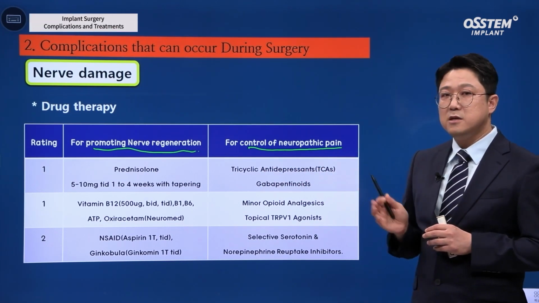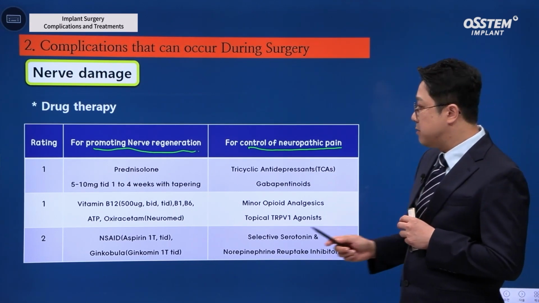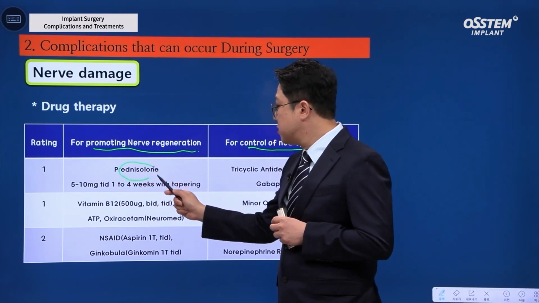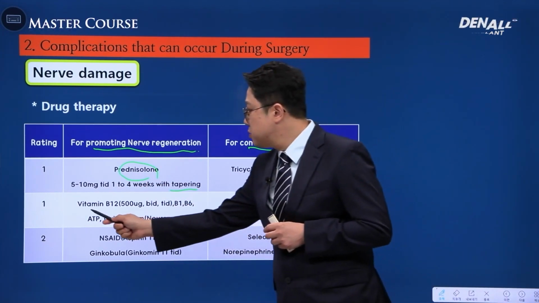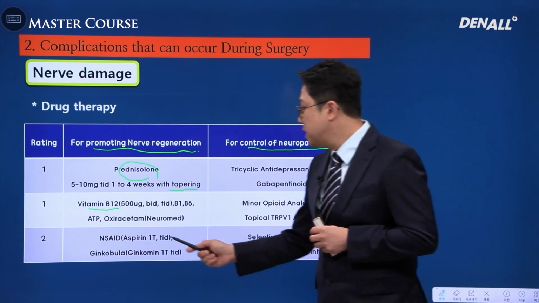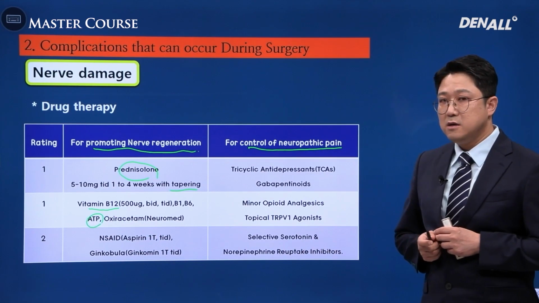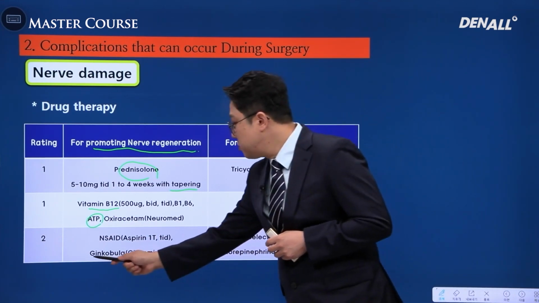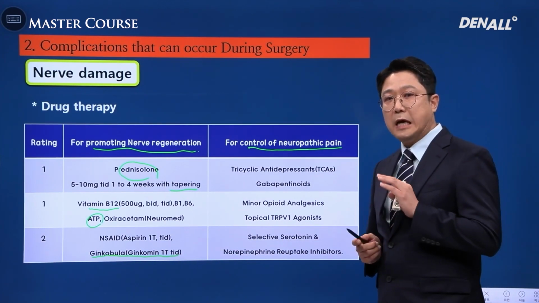In order to promote nerve regeneration, pressure needs to be reduced. In order to do that, steroid-type drugs need to be prescribed in a tapered manner. Vitamin B12 and ATP are crucial for nerve regeneration. Also, blood flow improvement medicines such as ginkgo biloba can be prescribed. This is to promote nerve regeneration.